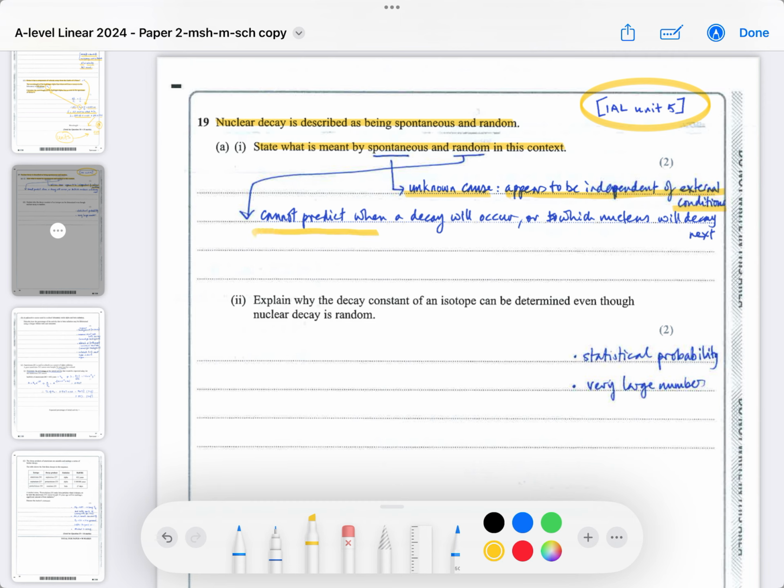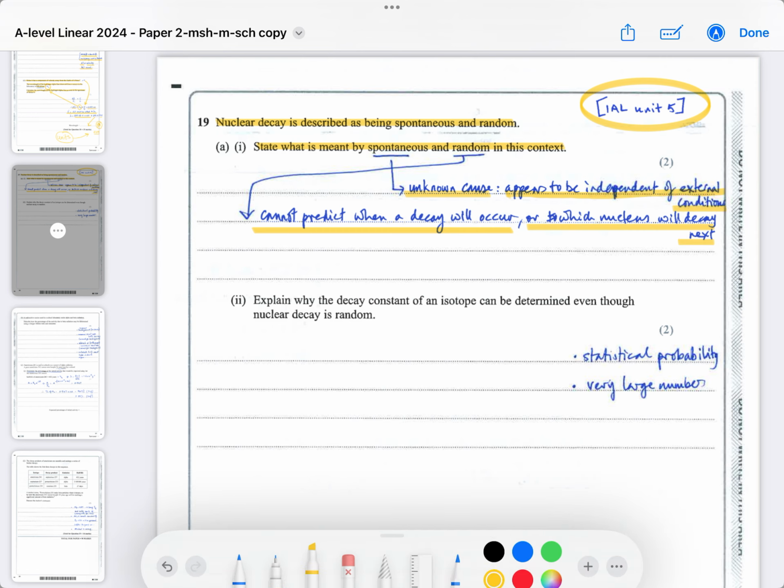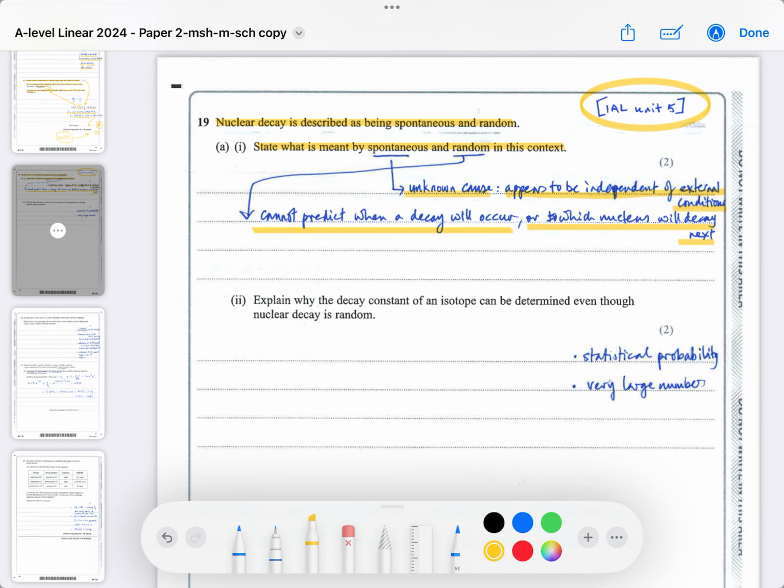Random means you cannot predict when a decay will occur or which nucleus will decay next. Okay? So that's what random means. So any of the nuclei can decay at any time, and you can't predict which one, but statistically you know the number that will decay in a certain time on average.